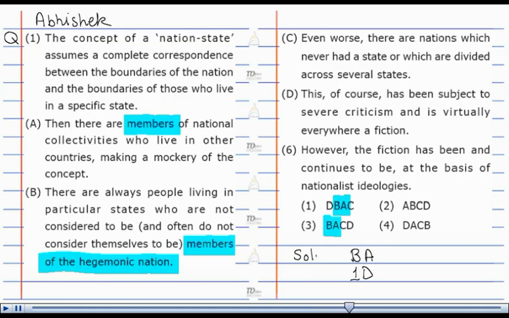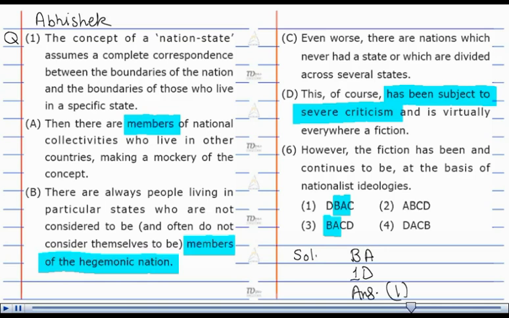And D says that this, of course, has been subject to severe criticism. Now, what has been subject to severe criticism? The concept of nation-state and its definition given in statement 1. Therefore, we eliminate option 3 as the answer and choose option 1 as the answer.